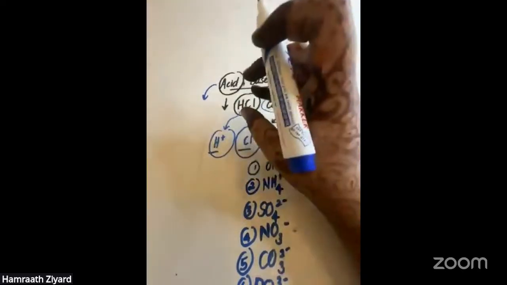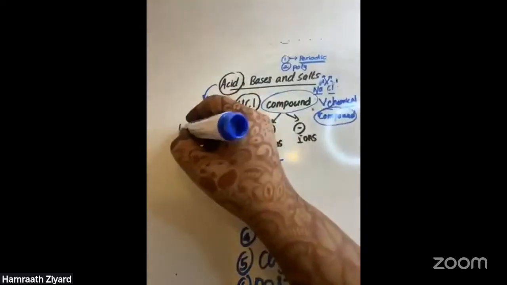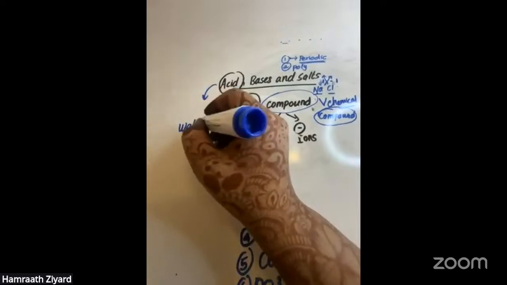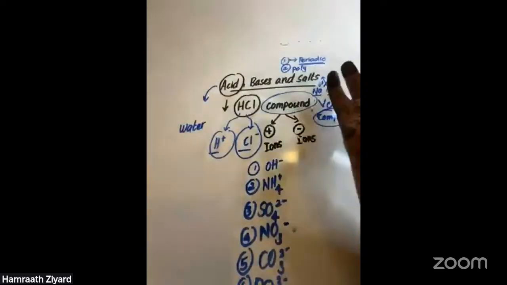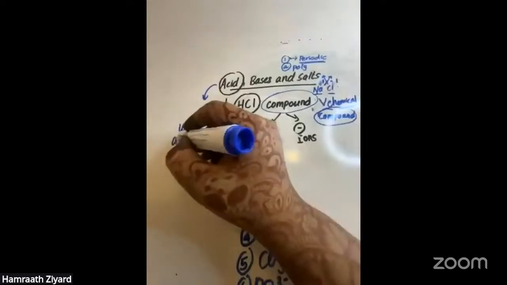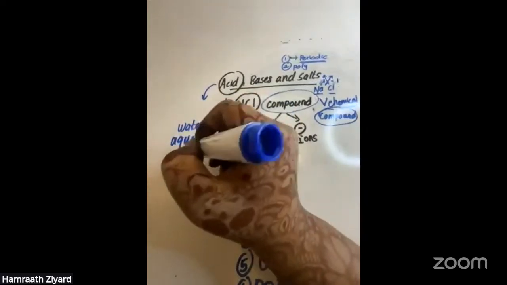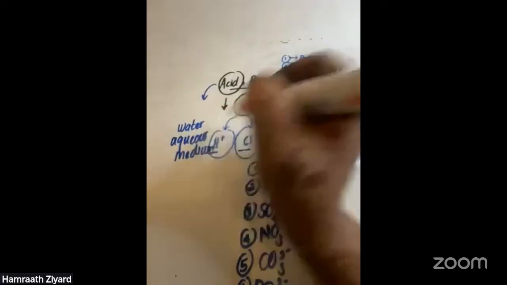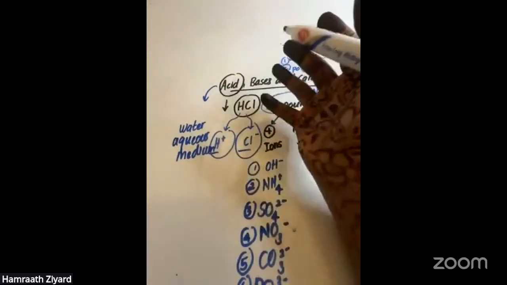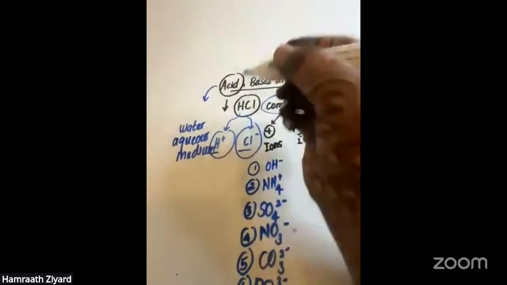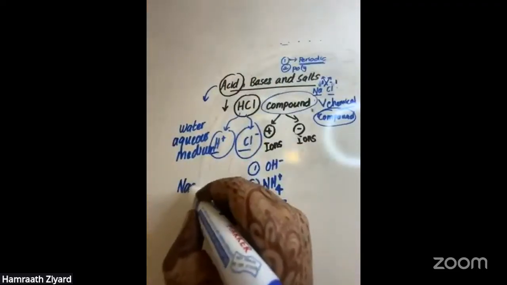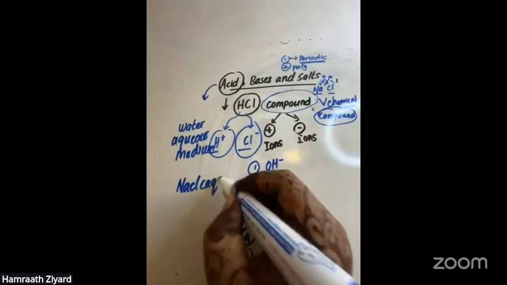So in science, when we say something about water, we say aqueous medium. What do we call it? Aqueous medium. So if the sodium chloride, let's say, for example, now you have sodium chloride and they have mentioned it like this.